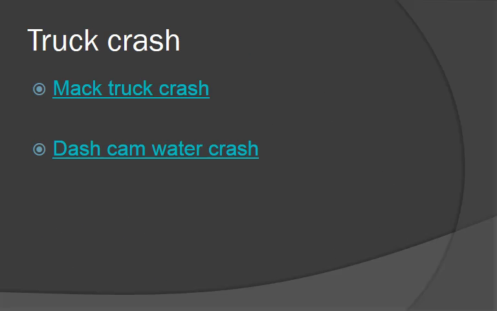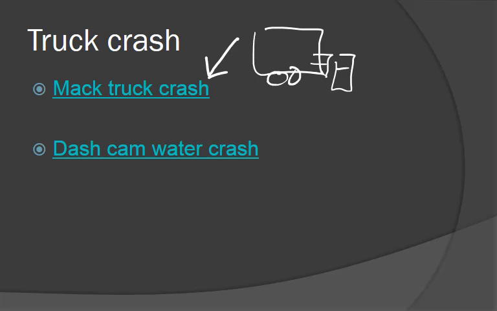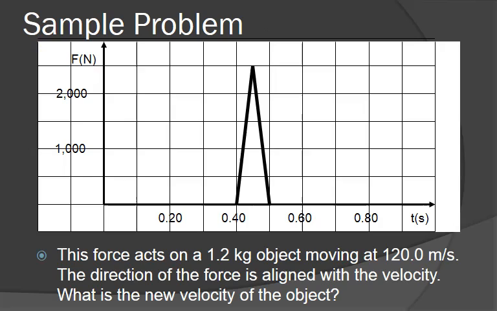So these two clips, the first one is that Mack truck that I showed you guys back last year, where it hits a concrete wall. It's a remote controlled crash, it hits, and the time is very short. And so the force is very large, versus the one where that car hits the water cans and the time is extended, so the force doesn't have to be as much for the same change in momentum.